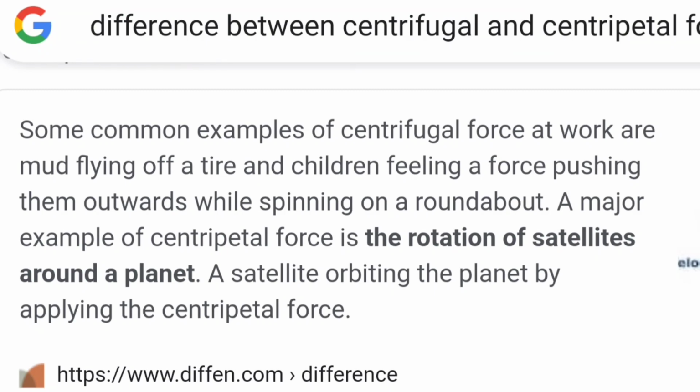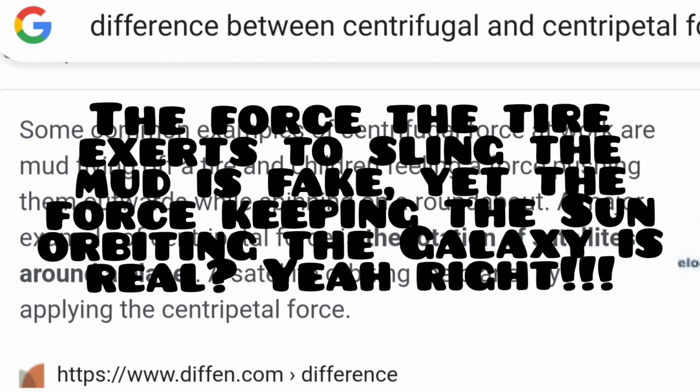But some common examples of centrifugal force at work are mud flying off a tire and children. So real examples. And force pushing them children outward while spinning on a roundabout. A major example of centripetal forces is rotation of satellites around a planet. So that's the real one, is the rotation of satellites around a planet, or the orbit of planets. And the fake one is the mud being spun outward on a tire. It's a joke, man. People are bound to start catching on.